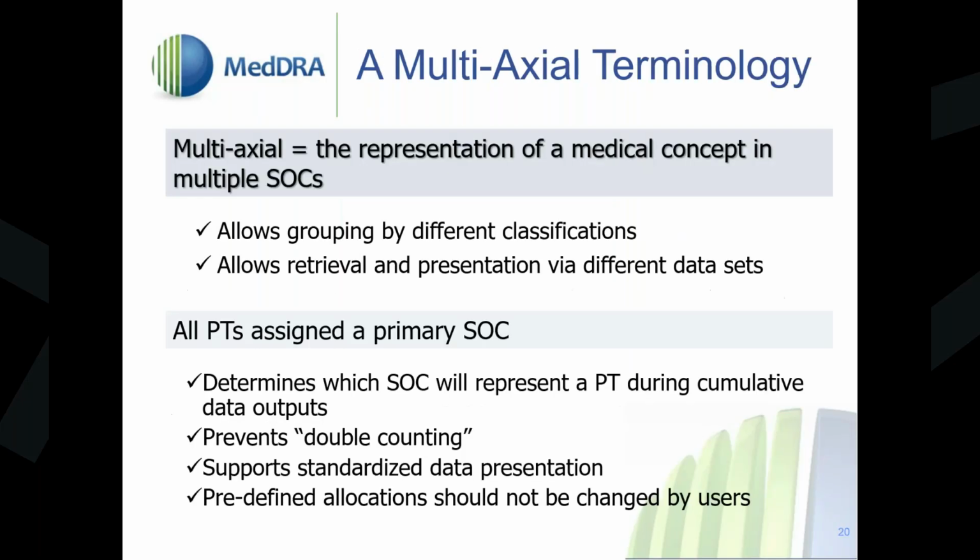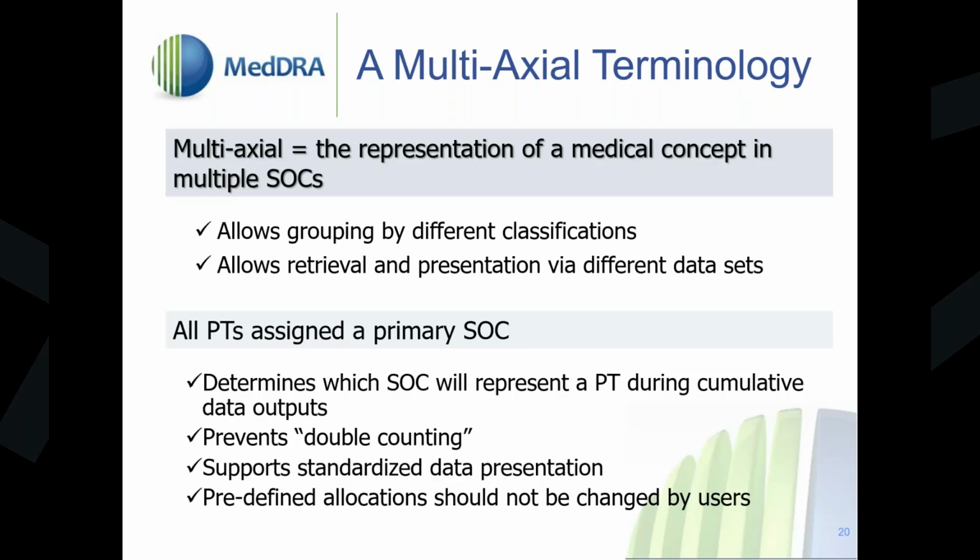So this is the slide that talks about multi-axiality. Just like we said before, if a preferred term in MedDRA belongs to more than one system organ class, it can connect to more than one system organ class, and it's then called a multi-axial preferred term. Based on your particular area of interest, you can control how to view your data, so you can run your own analysis and your own listings in secondary system organ class settings. Yes, you can do that.